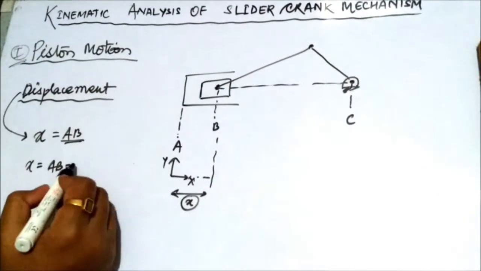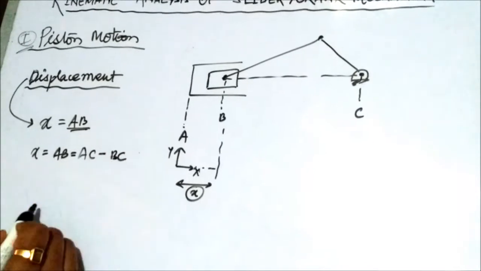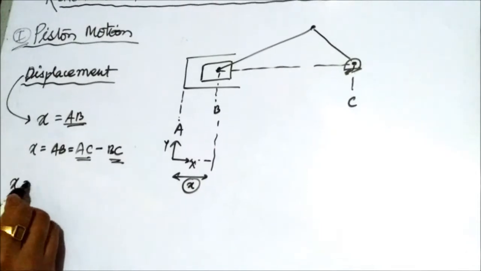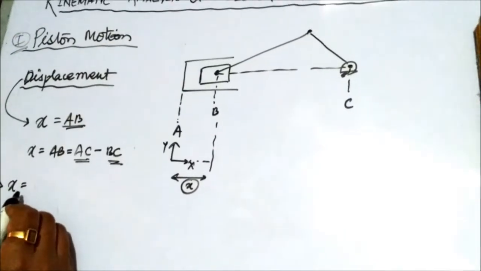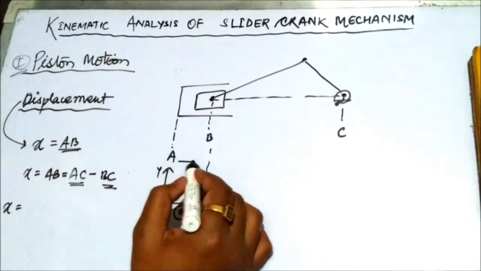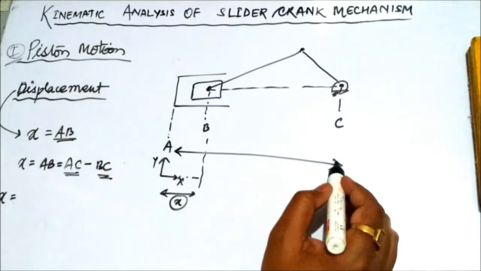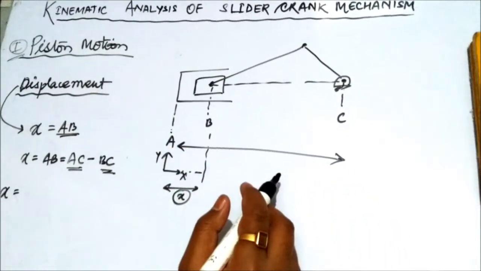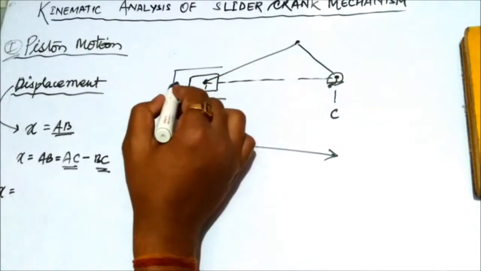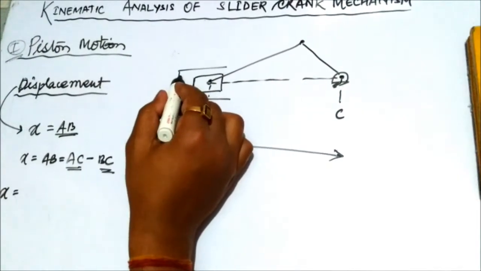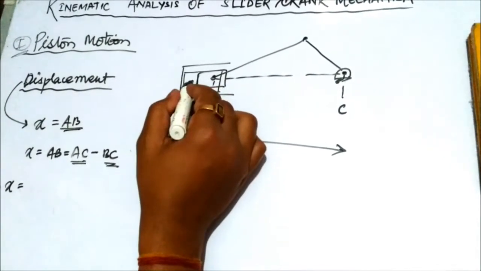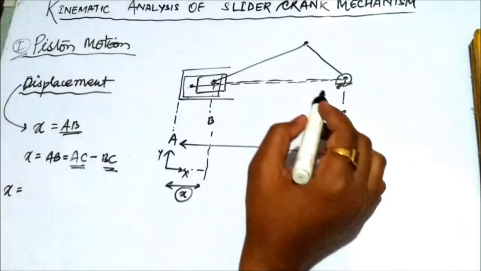Now x is equal to AC minus BC. What is the value of AC? AC is nothing but the position when the piston is at top dead center. Now the length of connecting rod and the length of crank will add up to the value AC. Okay, from here to here. See, let us suppose the piston is here. From here, in the middle, it is the connecting rod, and after that it is the crank.